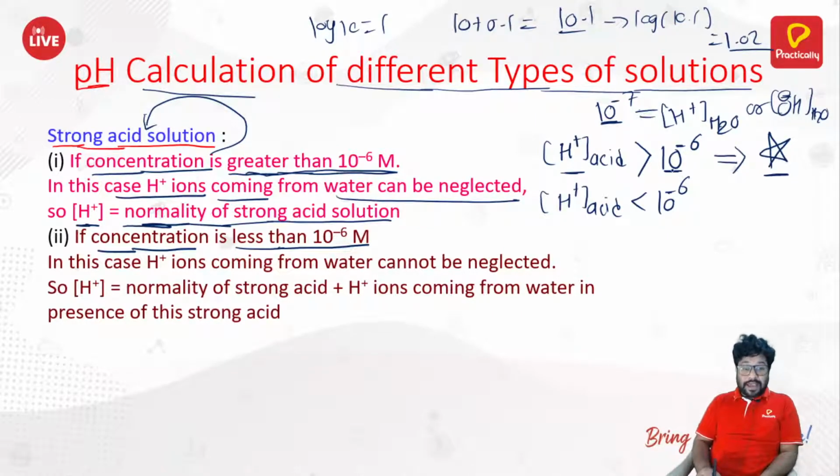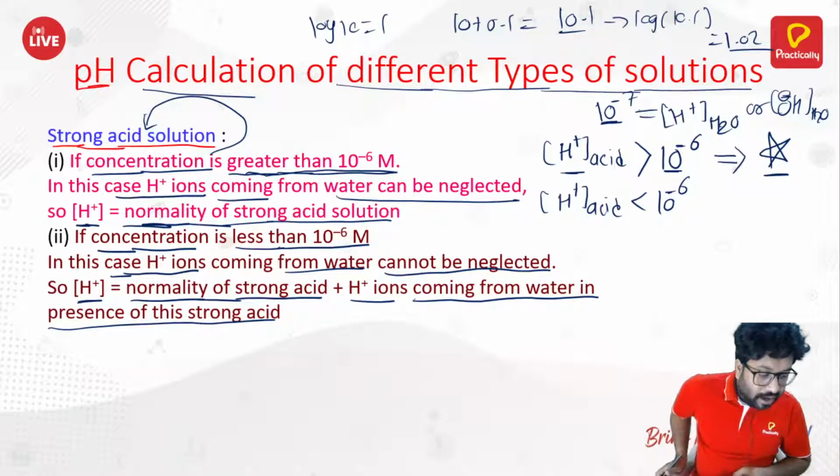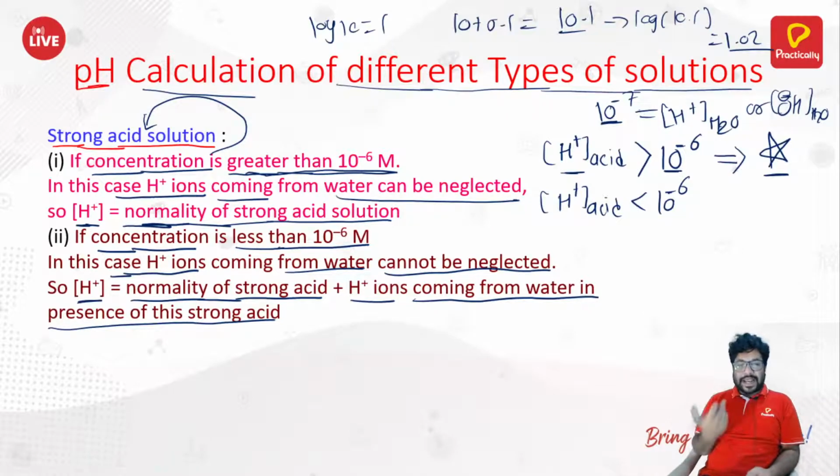We will understand that through an example in a better way. The point I was making here is that if the concentration is less than 10 raised to minus 6 molar, in this case H plus ion coming from water can't be neglected, and the H plus ion concentration will be equal to the normality of your strong acid plus H plus ions coming from water in the presence of strong acid. Here it might look very theoretical, but you will understand this in a better way when I take a numerical example.